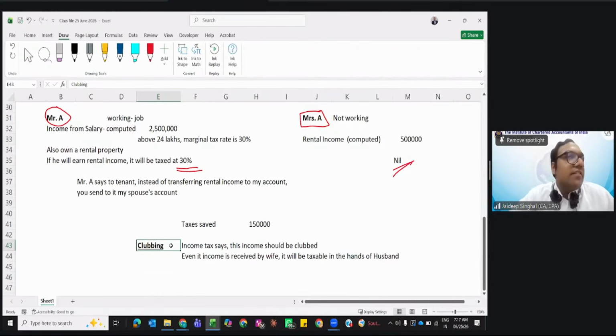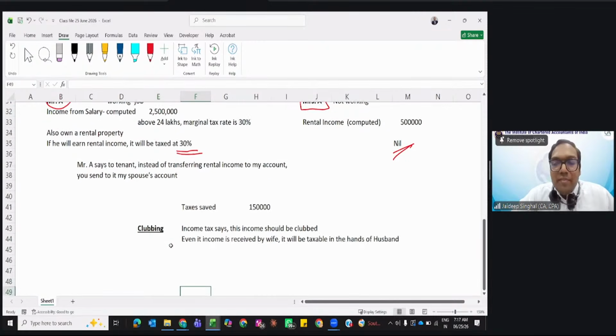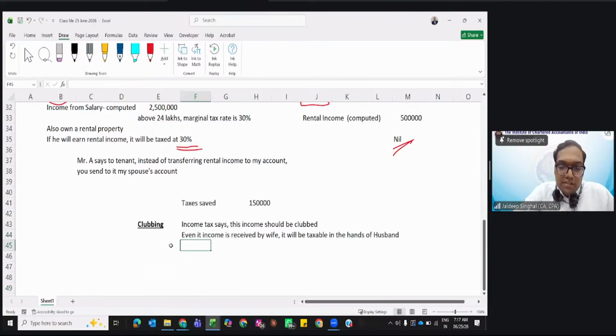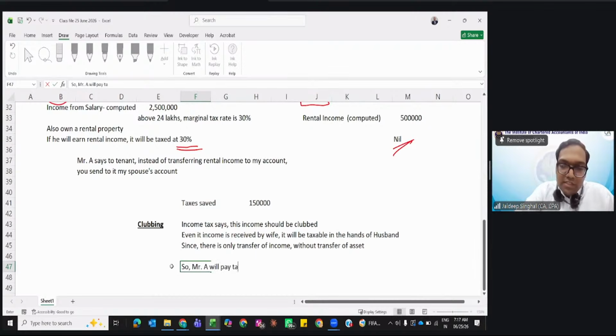Is the logic clear? Even if income is received by wife, it will be taxable in the hands of husband, since there is only transfer of income without transfer of asset. Right? Now tell me, Mr. A will pay tax on this income.